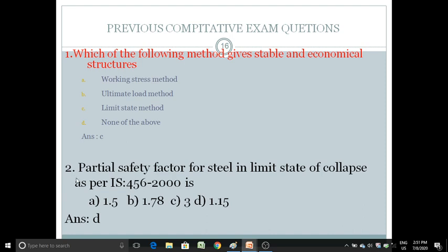The second question is, the partial safety factor for steel in the limit state of collapse as per IS 456-2000 is? As per the limit state of collapse in IS 456-2000, the codal value of the partial safety factor for steel is 1.15. So option D is correct.